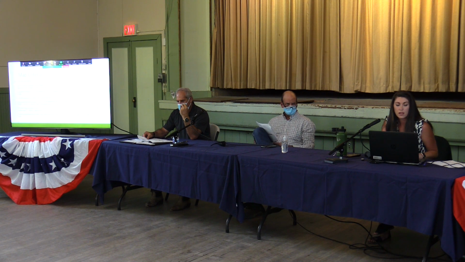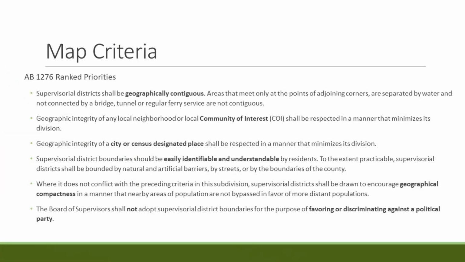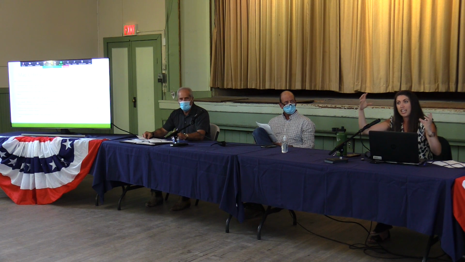Additional map criteria that passed in AB 1276 in the last year require us to look at these ranked priorities, which include that supervisorial districts shall be geographically contiguous, meaning you can't have islands and then put them back together and call them a supervisorial district. They have to be compact and in one area, one shape, to be a supervisorial district.